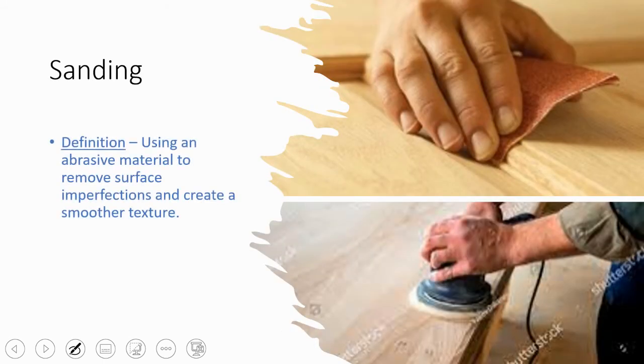Sanding. The definition: using an abrasive material to remove surface imperfections and create a smoother texture. And so here you can see we can either do it by hand or we can actually use a machine as well. And of course, either application is using sandpaper. And so we'll talk more about sandpaper and how it actually is used. And so the use for it is mostly aesthetics or looks.